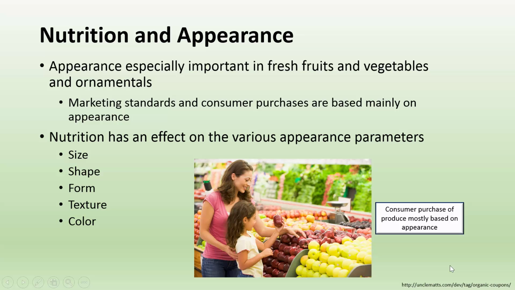We will now discuss the relationship between plant nutrition and appearance. Appearance is an especially important component of plant quality in fresh fruits and vegetables and ornamentals. This is because marketing standards and consumer purchases of these products are based mainly on appearance. The nutrition that the plant receives has an effect on various appearance parameters such as size, shape, form, texture, and color.